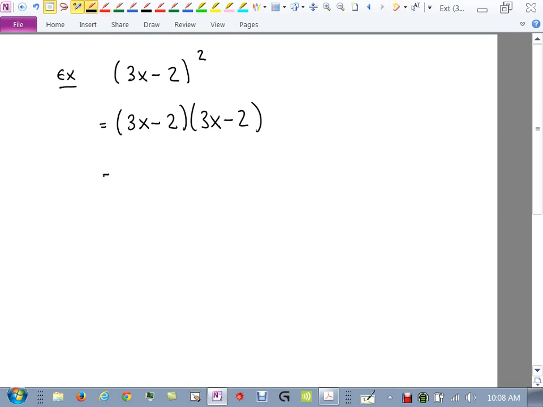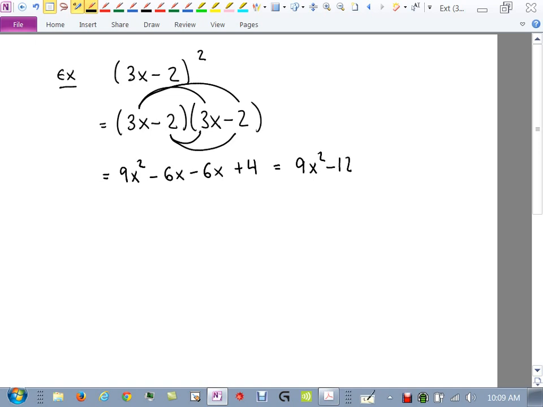But this, you just multiply this out. 3x times 3x is 9x squared. 3x times negative 2 is negative 6x. Negative 2 times 3x is negative 6x again. Negative 2 and negative 2 is positive 4. So there are your 4 terms that you would get from multiplication. You collect your middle terms together because they're like terms. It's in descending order, right? And we're done.